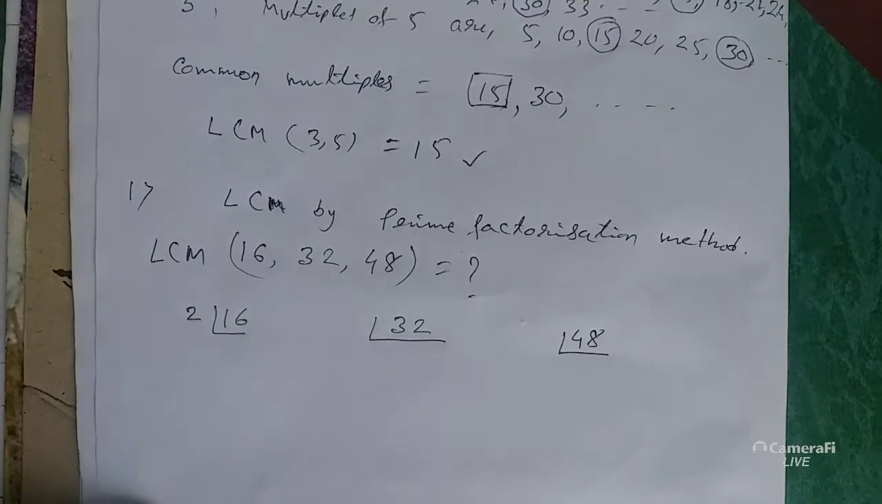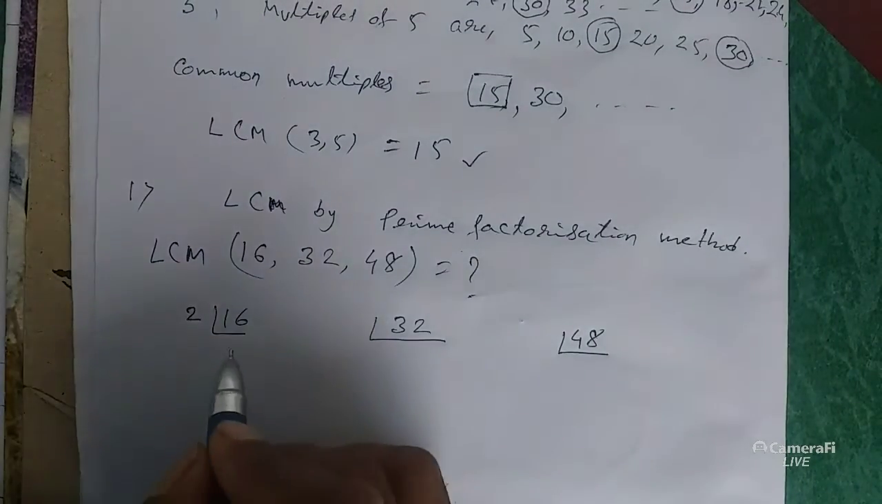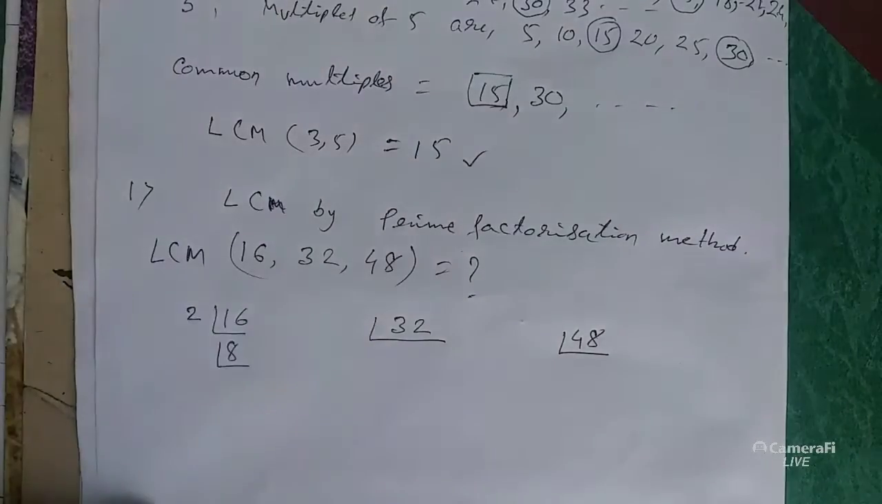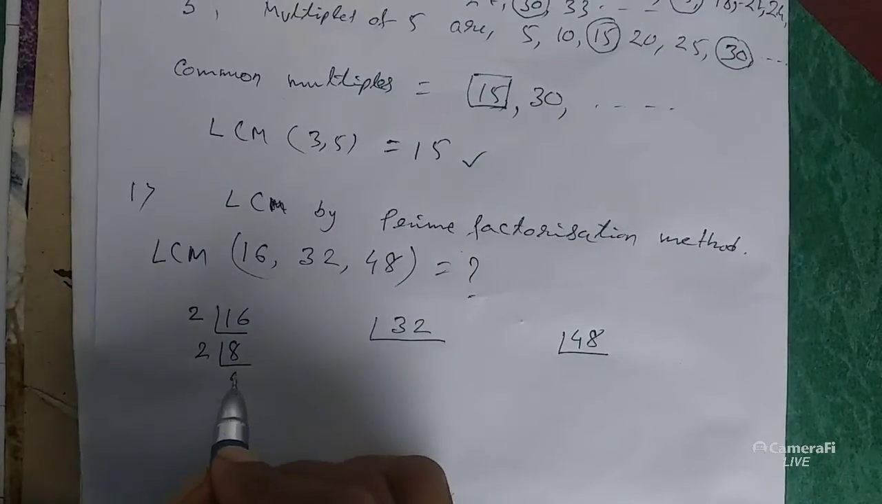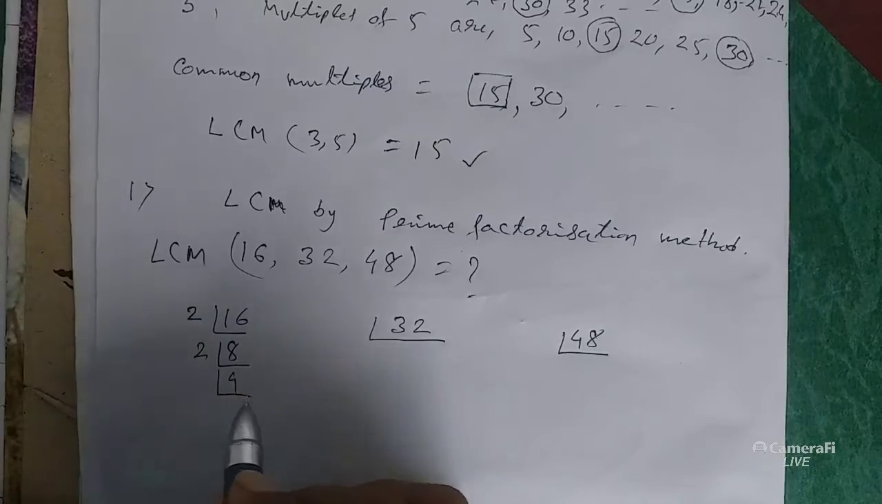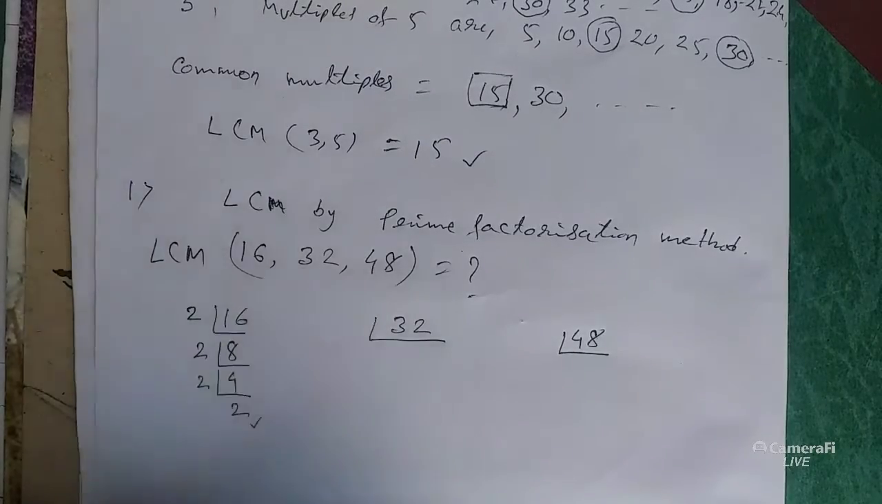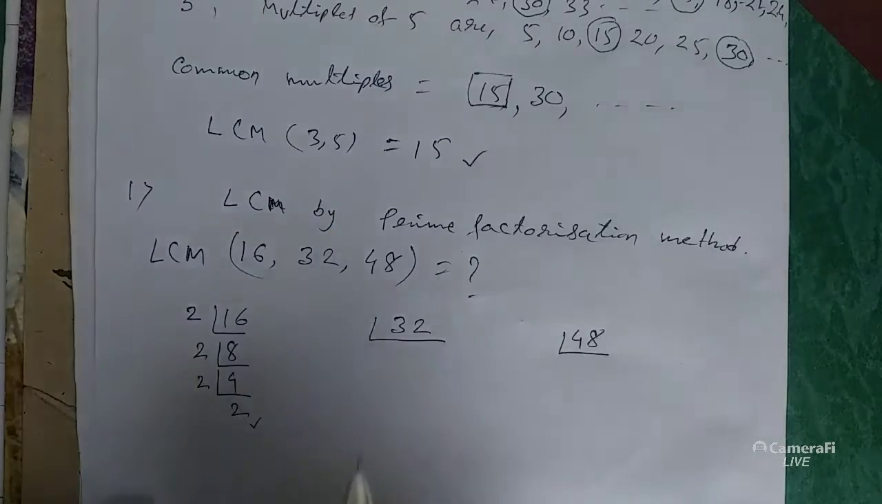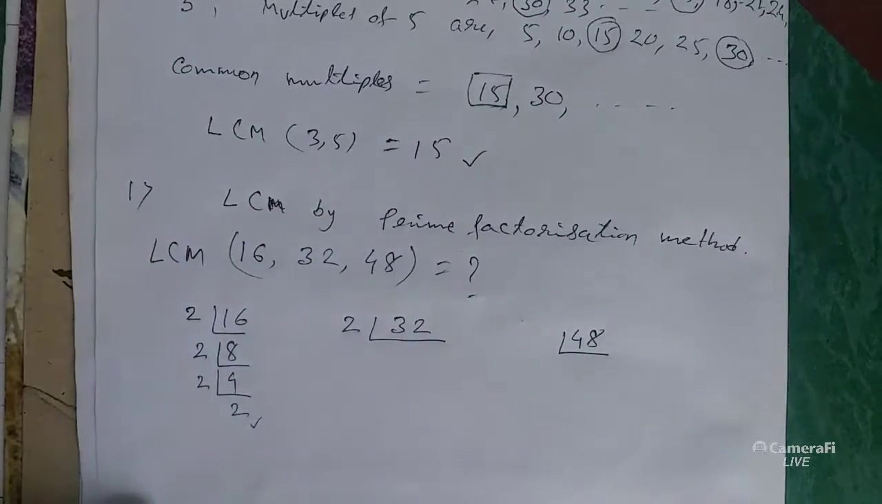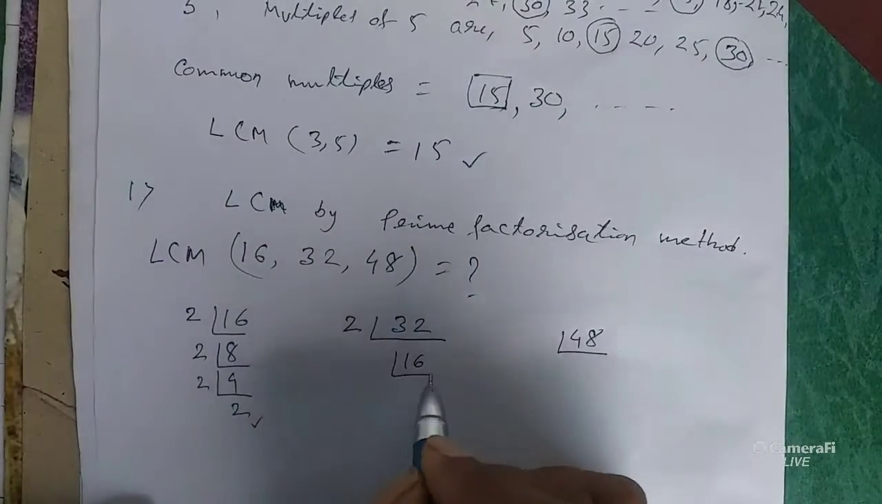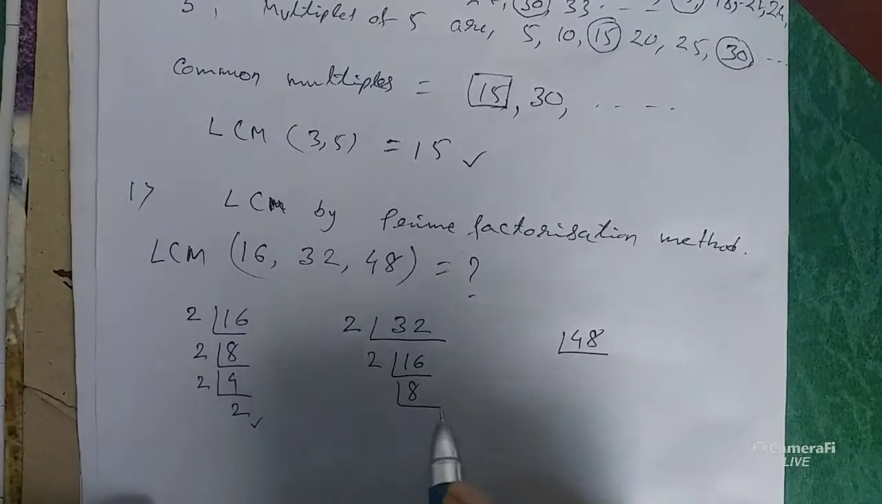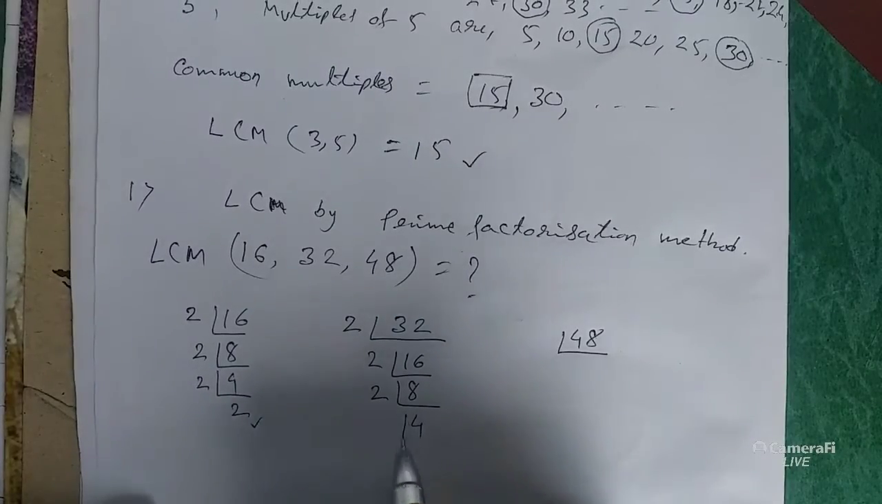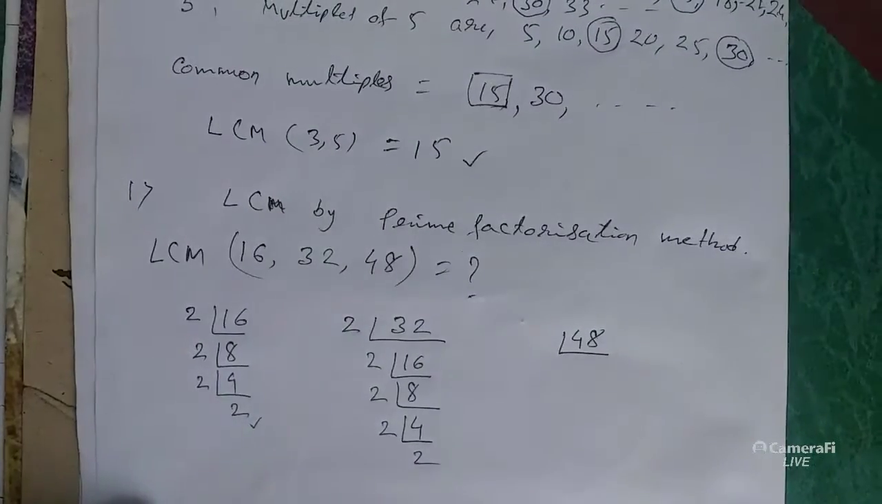Take 2 as a prime number which can divide 16 and get 8. Again, if we divide it by 2, we get 4. 4 divisible by 2, we get 2. 2 is a prime number, so stop here. Again, 32 is divisible by 2. 2 16s are 32, 2 8s are 16, 2 4s are 8, 2 2s are 4. 2 is a prime number, so stop here.